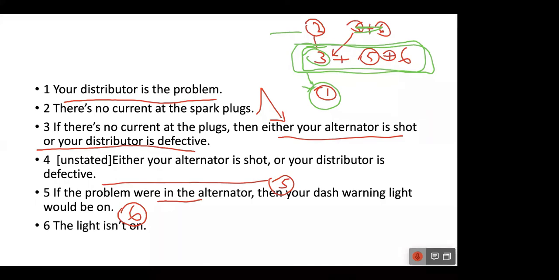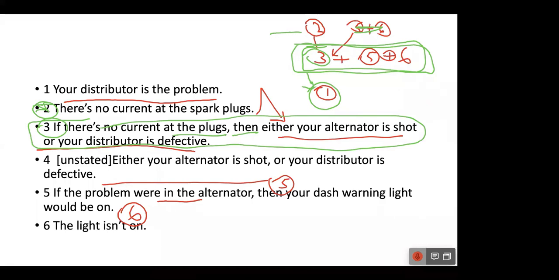So we know if there's no current at the plugs, then, so that's how we know this statement here, this statement here, well, it's the same thing. If there's no current, well, we could call this 2 and then this whole thing is 3. It's worded a little ambiguously, but because there's no current at the spark plugs, that leads us to 3. How do I figure this out? There's no current at the spark plugs, then it's either the alternator or the distributor.